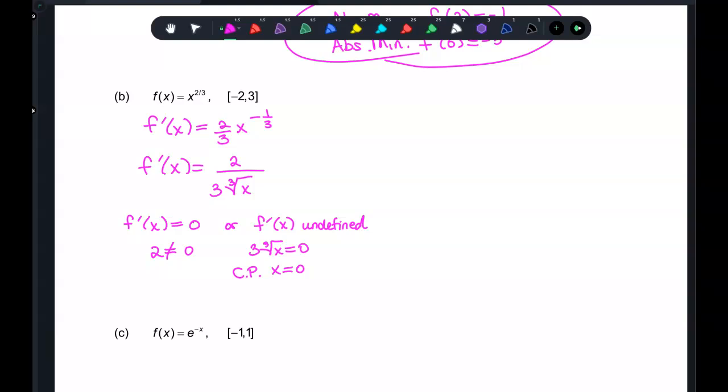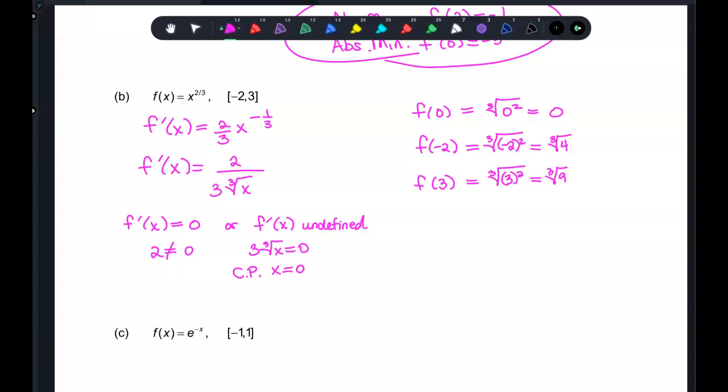Now, next step, we're going to take our original function and plug in 0, -2 and 3. So I am going to write f of 0, f of -2, and f of 3. Now keep in mind, x to the 2/3. How can I write x to the 2/3? That would be cube root x squared. So cube root of 0 squared is just going to be 0. Cube root of -2 squared is cube root of 4. Cube root of 3 squared is going to be cube root of 9.